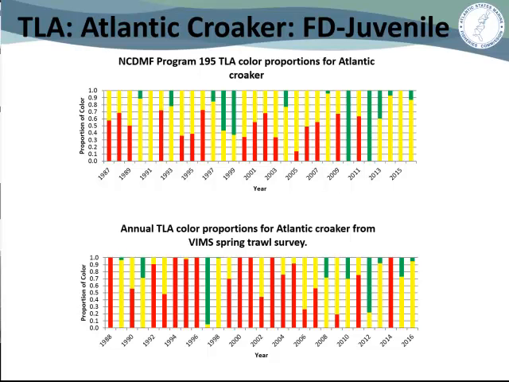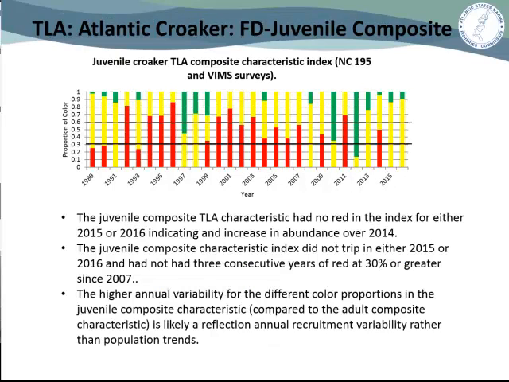With these juvenile indices, you're going to get a much higher degree of variability going from year to year compared to the adult surveys typically. And then for the composite index, the juvenile composite traffic light didn't have any red for either 2015 or 16, and so it did not trip. The juvenile, it didn't trip in either year. And then, as I said, that high annual variability in the different color proportions is generally a characteristic more of changes in recruitment levels versus changes in population trends.